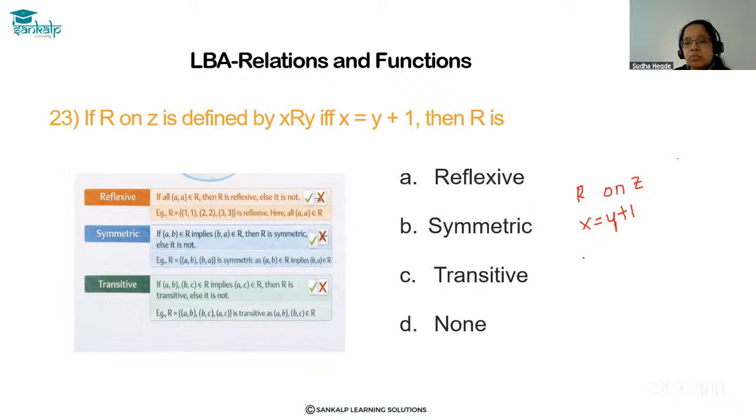How do you check? Take y also equal to x. Is it possible to have x is equal to x plus 1? In any case, it is not possible. Not possible, right? A number cannot be equal to the next number. So, R is not reflexive.